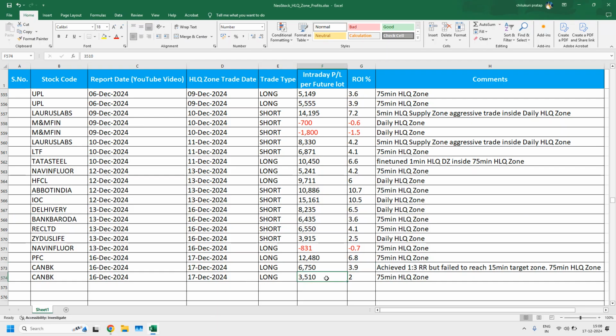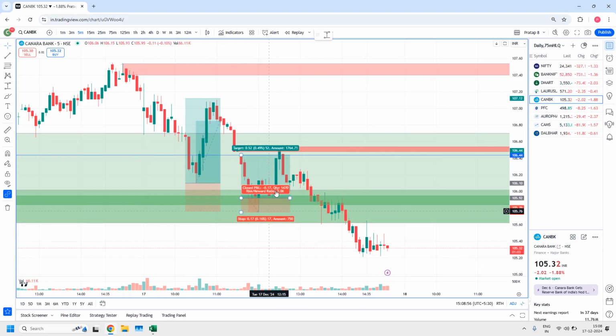And how much? 3,510 rupees, which is a 2% ROI it has given. See, both together, how much profit we got from the same zone? Around 10,000 plus profit we got here. Both together we got 5.9%, that means close to 6% intraday ROI, because we are using the same capital for taking both the trades. The first trade is completed, then we are taking the second trade. That way you have to understand. So these are the two successful trades.